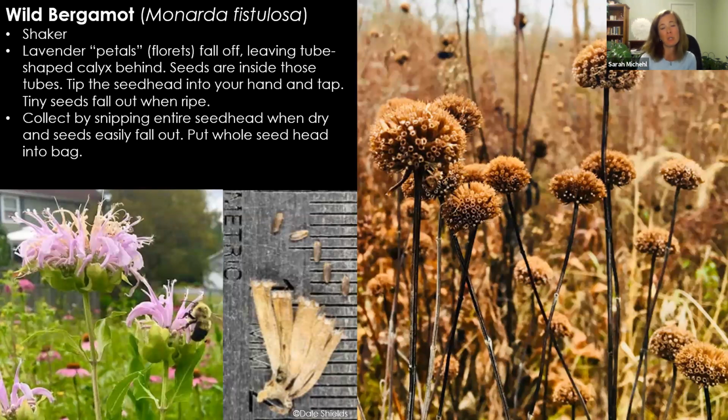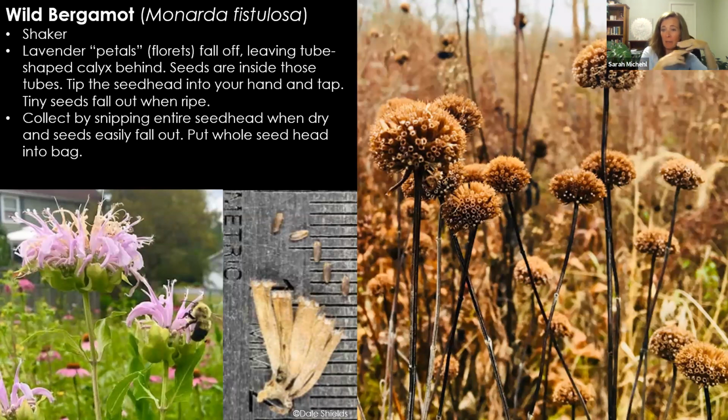Okay, so another group are the shakers. Wild bergamot or monardas, all bee balm, or this one plant has a million names, are an example of the shaker group. What that means is once the florets, those little purple colorful parts, fall off, you're left with that seed structure you can see on the right there. When it's brown and dry looking, you can see all the tiny individual tubes.